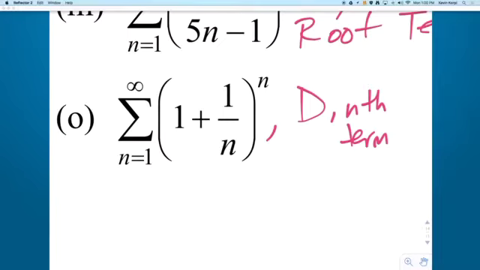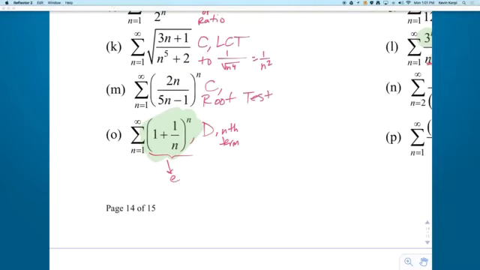This one actually diverges by the nth term test because what is the limit as n goes to infinity of 1 plus 1 over n to the nth power? E. You might want to memorize that. 1 plus 1 over n to the nth power goes to E. You don't want to have to use L'Hopital's rule. It's worth remembering. This approaches E. And E is not equal to 0. So it diverges by the nth term test.